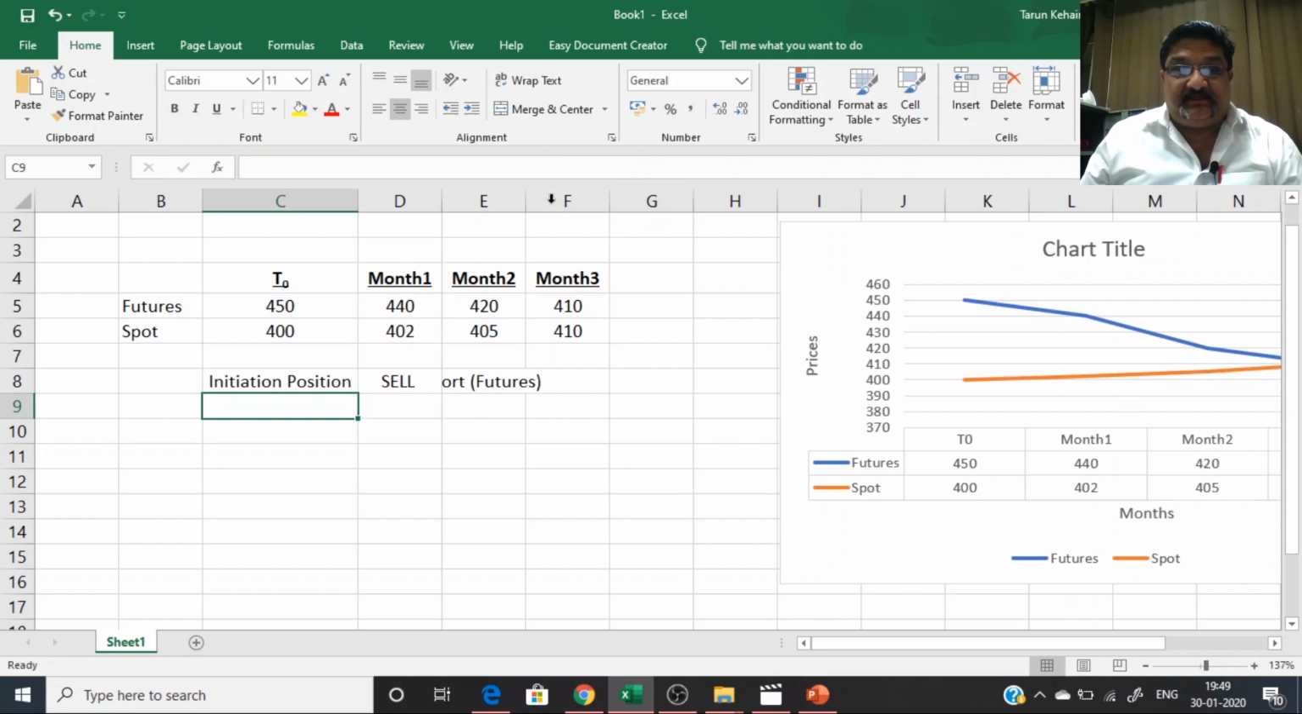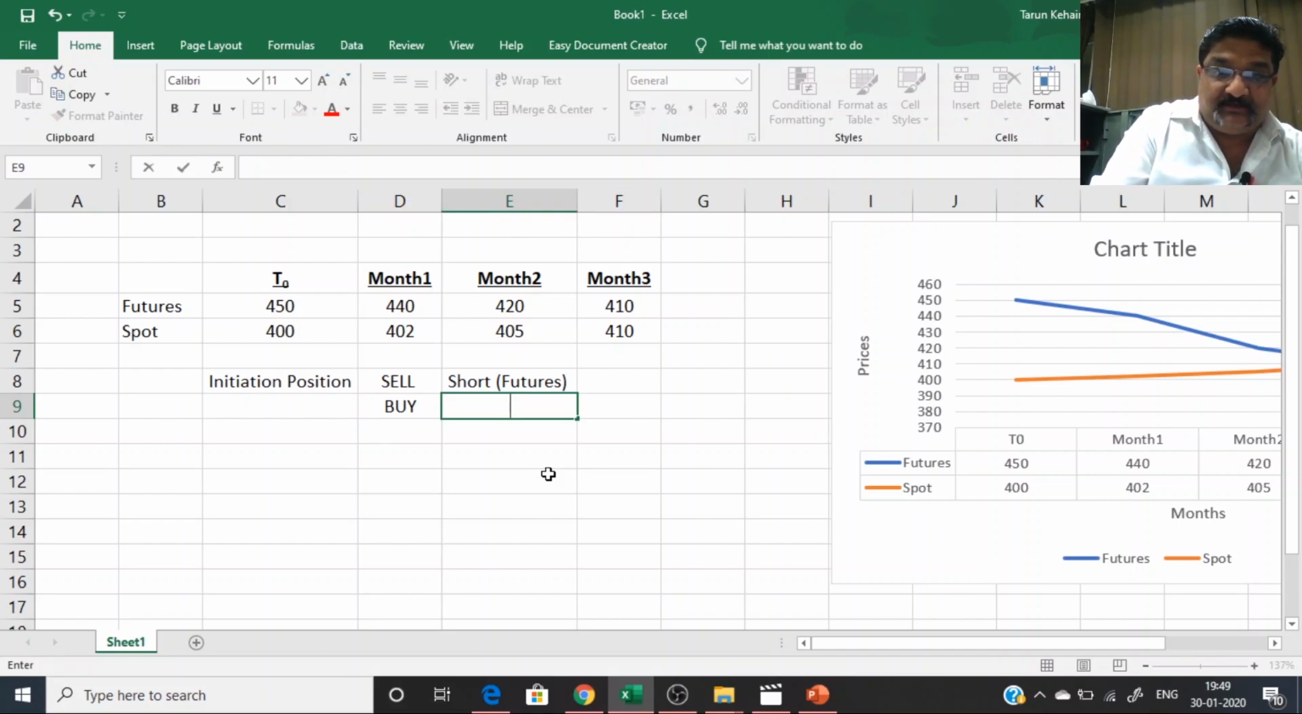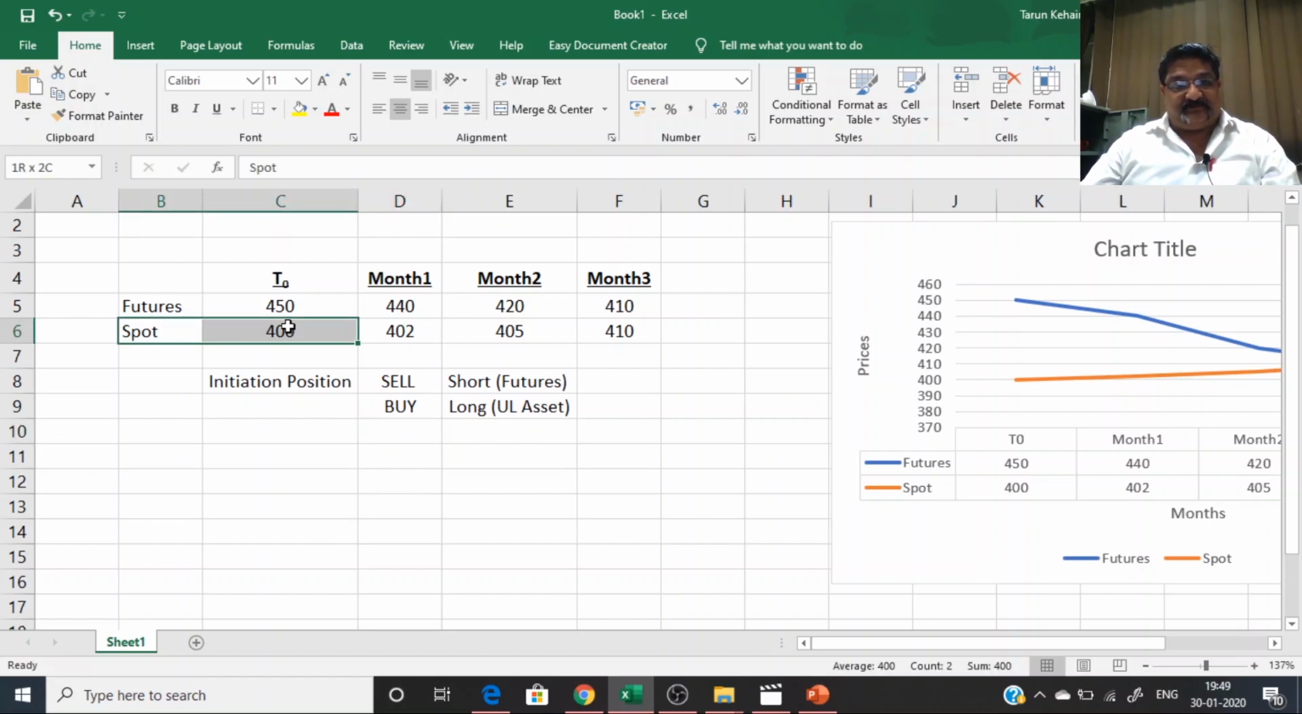Now, let's say he takes an equivalent opposite position in the spot market, and he takes a long position or a buy position in the spot market, therefore going long on the underlying asset. So essentially what he has done, he has bought this asset for 400 rupees in the market today, and he has entered into a futures contract to sell at 450 upon the expiry of a predetermined specified period of time. Now let's say that period is 3 months from now, that is, the delivery month is in 3 months.